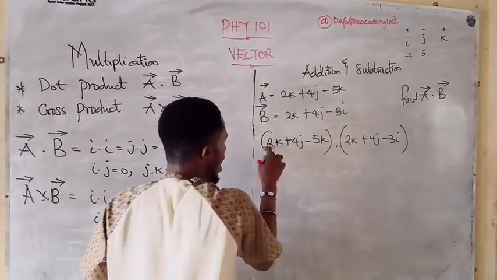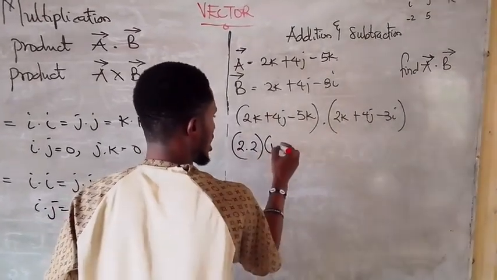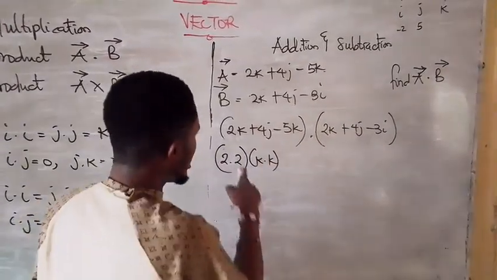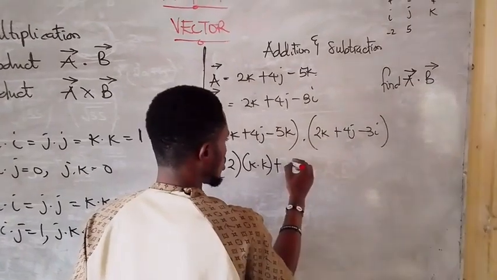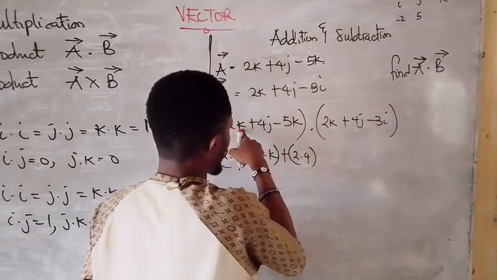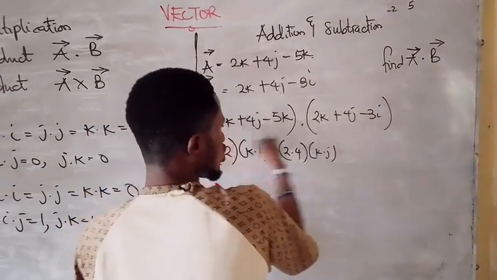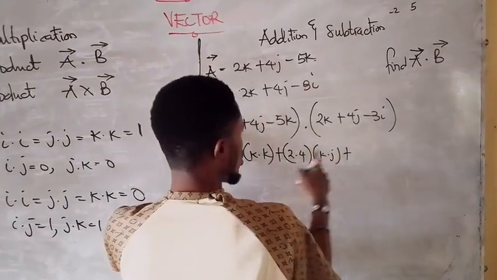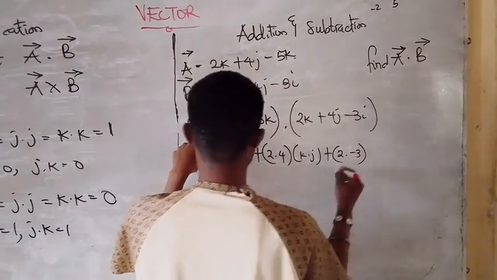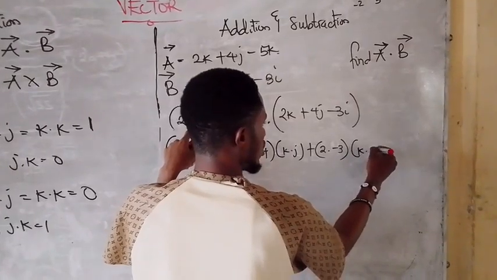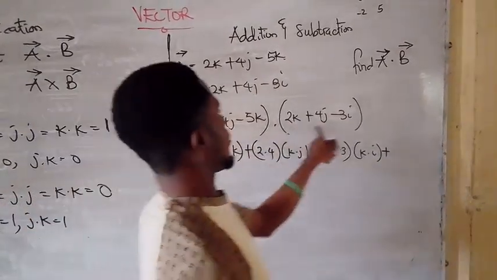So if I expand this, I'll have 2 times 2, 2.2 bracket k times k. Next one, I'm still using this 2. I'm not done with it. Plus 2 times 4, 2.4, k times j. Next one, I have plus 2 times 2 dot minus 3. Need to be careful. Then you have k dot what? i. Plus, I'm done with 2 now. I'll be able to use 2 and open all these brackets.